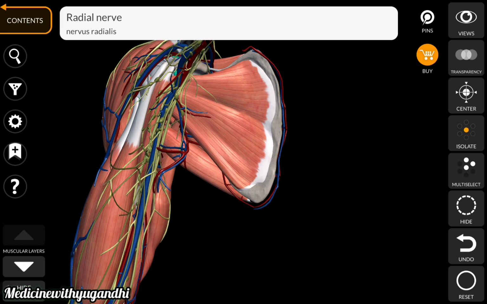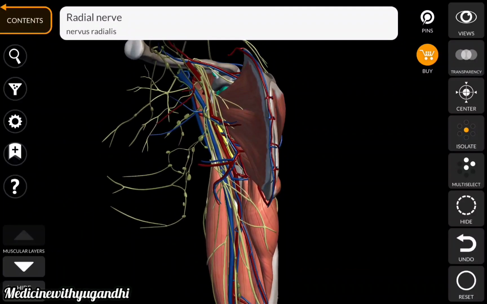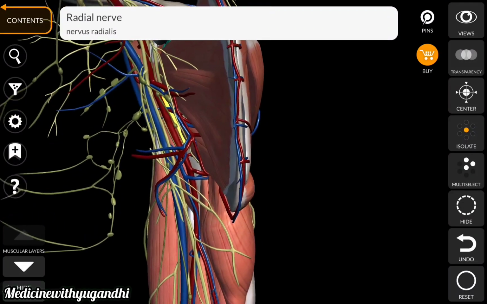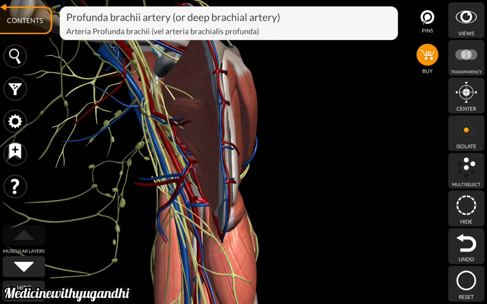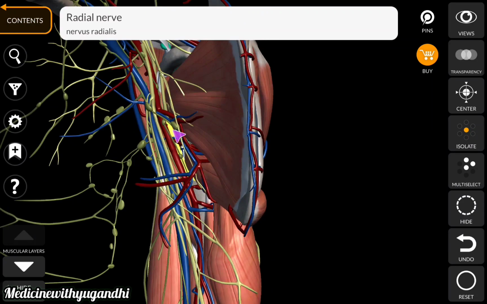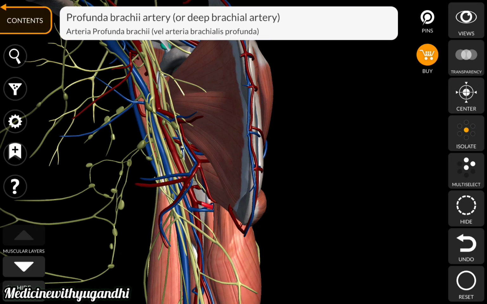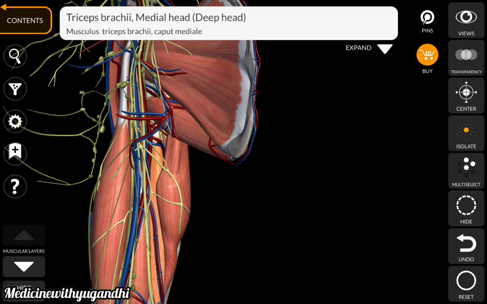Coming to the next relation, that is posteriorly. I am showing the medial aspect. Here you could see the radial nerve. Posteriorly it is related to the radial nerve as well as to the profunda brachii artery, which is also a branch from the brachial artery. Posteriorly it is also related to the triceps brachii muscle. See, this is the triceps brachii medial head, and here you can see the triceps brachii lateral and long head.